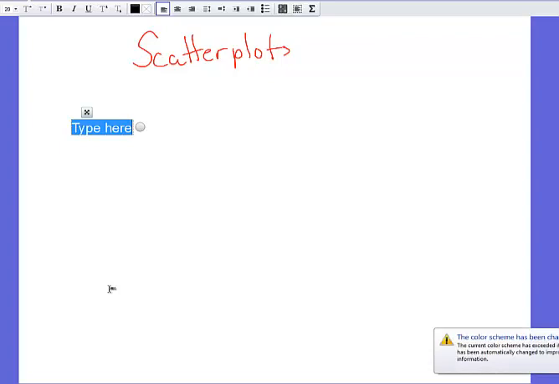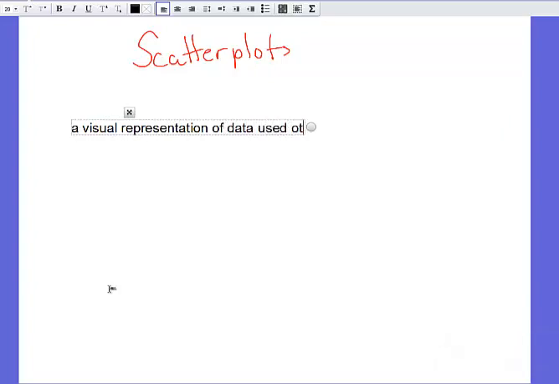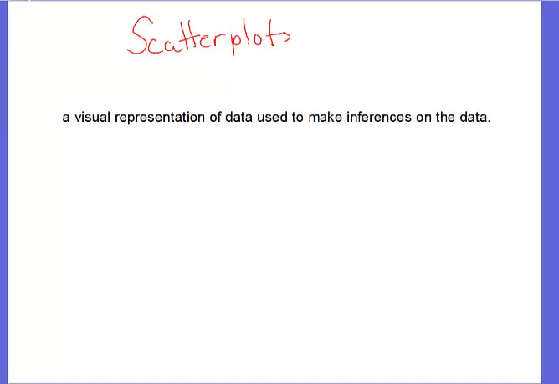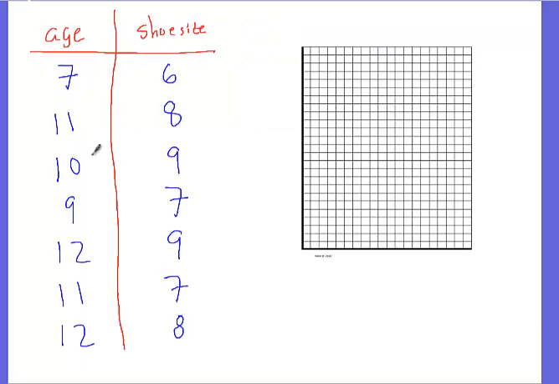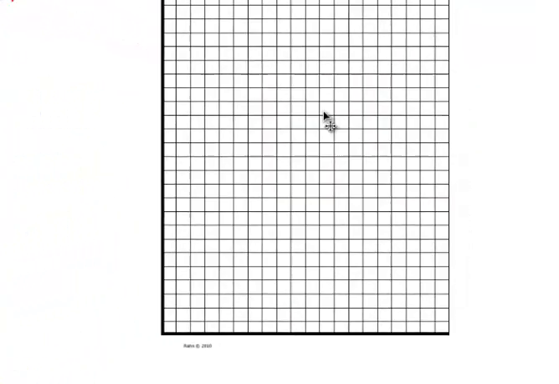So basically, a scatterplot is a visual representation of data used to make inferences on the data. It's basically a graph form. A scatterplot is just a graph with a whole bunch of dots on it. So if we look over here, this is some data that I have. We're going to use a scatterplot to look at the relationship between age and the shoe size that a student has.